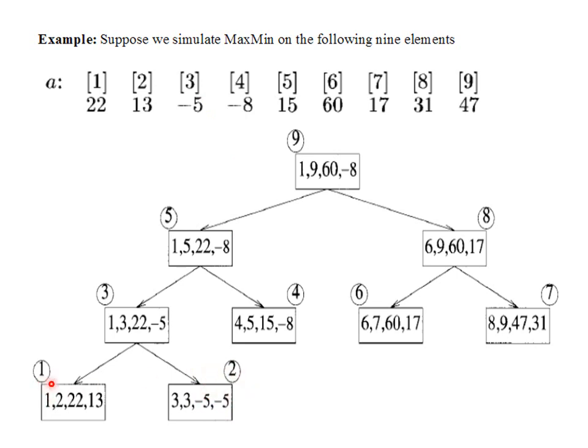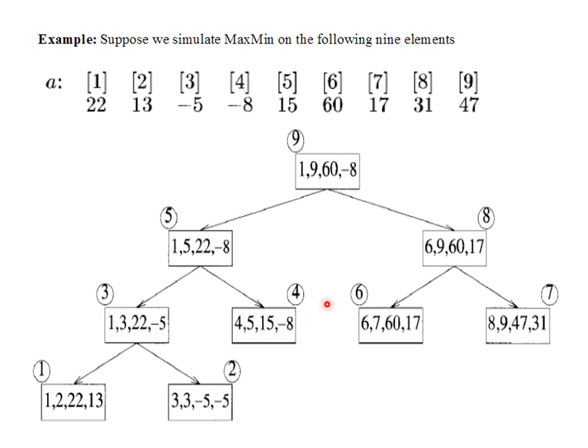So again, this answer is available. Compare this minimum, that is 13 and minus 5, the minimum is minus 5, and compare 22 and minus 5, 22 is the maximum. So this is the third step, it is solved. Now after solving this, this containing only two items, 4 and 5, directly the answer will be available, that is 15 and minus 8.